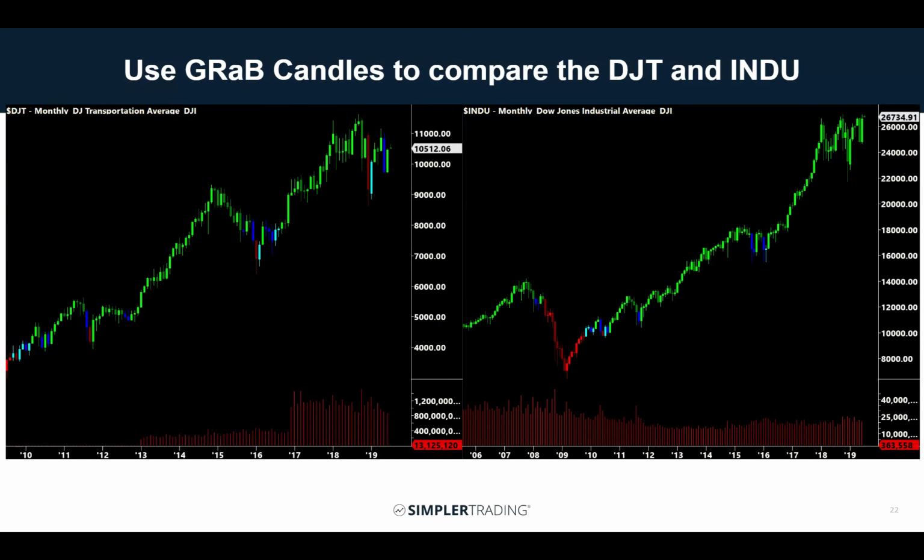Okay, so this is a free tool, by the way, the grab candles.